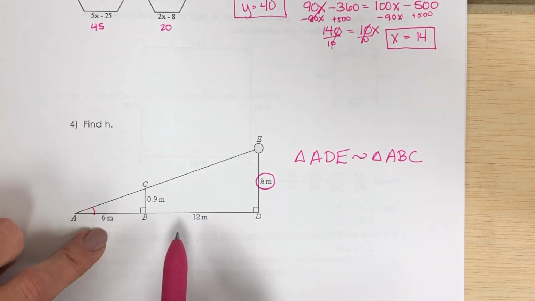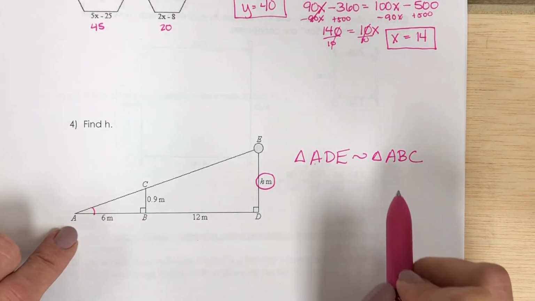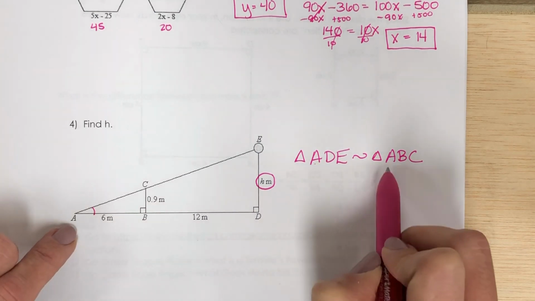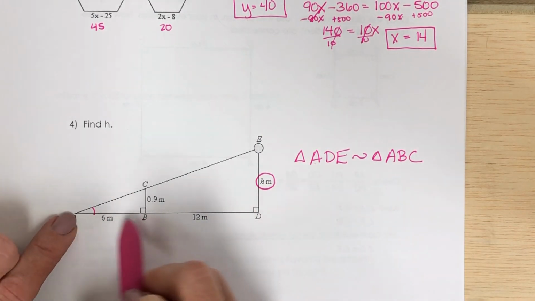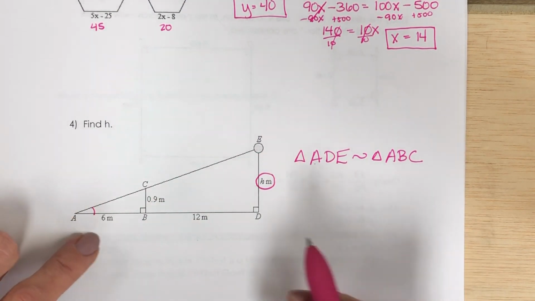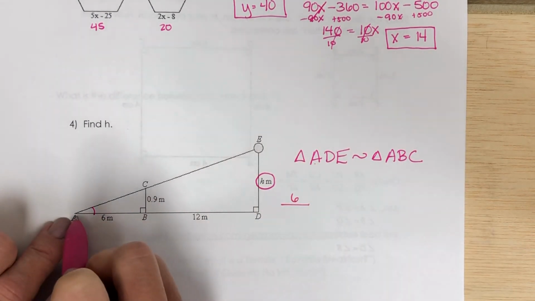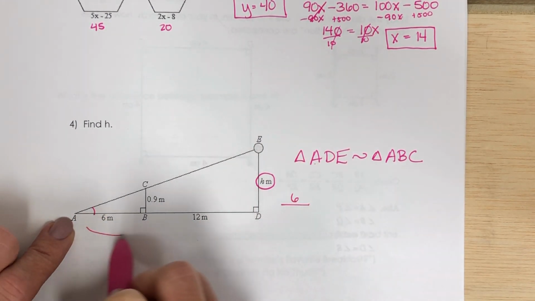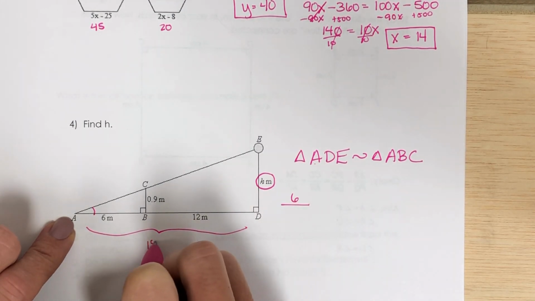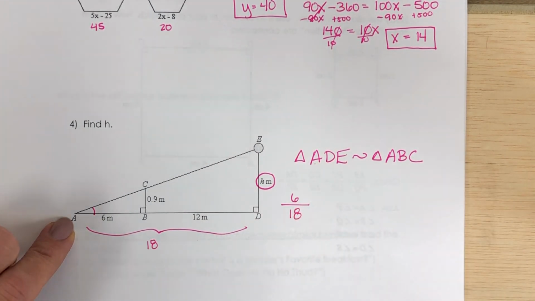Okay. Let's see, what corresponds to what? Let's see, AB corresponds to AD, this whole thing. So I'm going to do small over small to big. So 6 over the whole thing. Uh-oh, what's the whole thing? Careful here. It's not 12. 12 plus 6 is 18. The whole thing is 18. So that's something to be careful of.